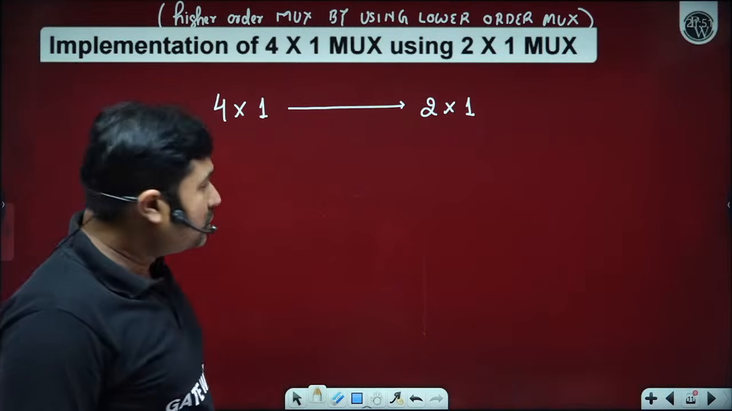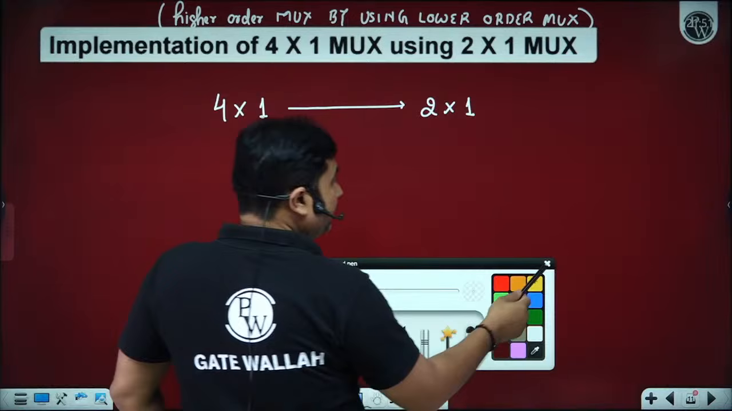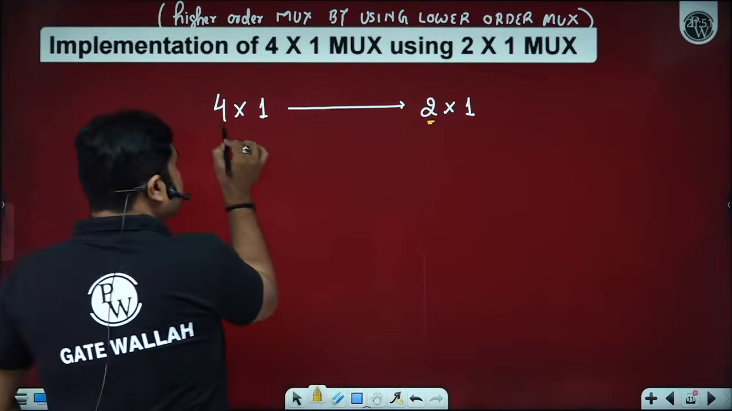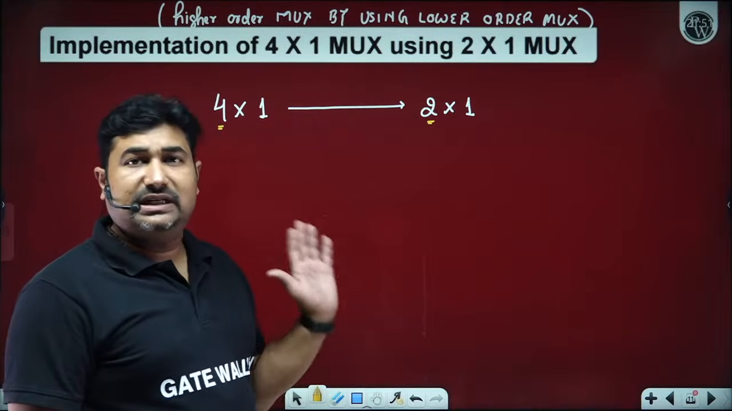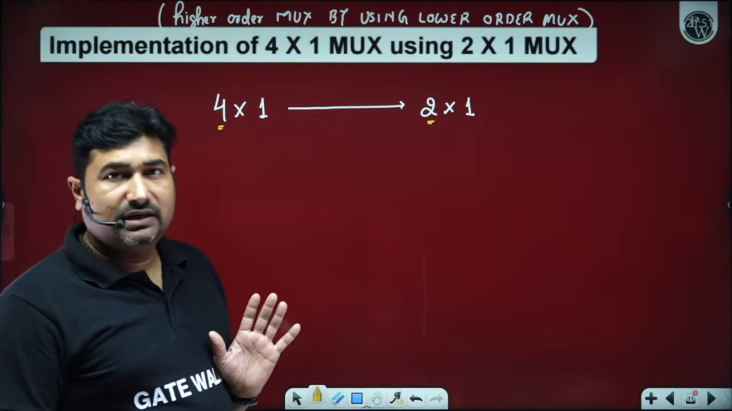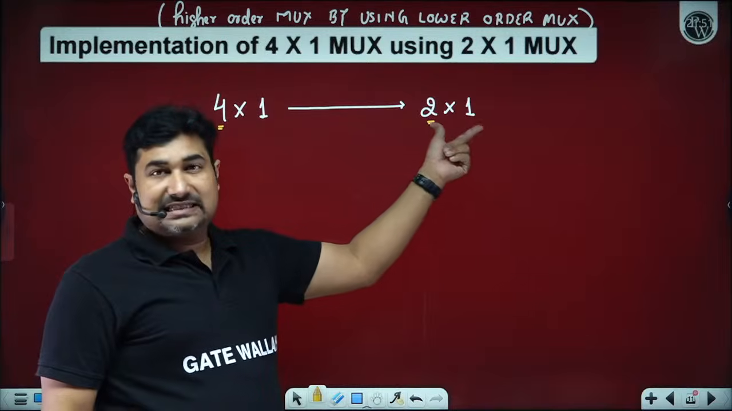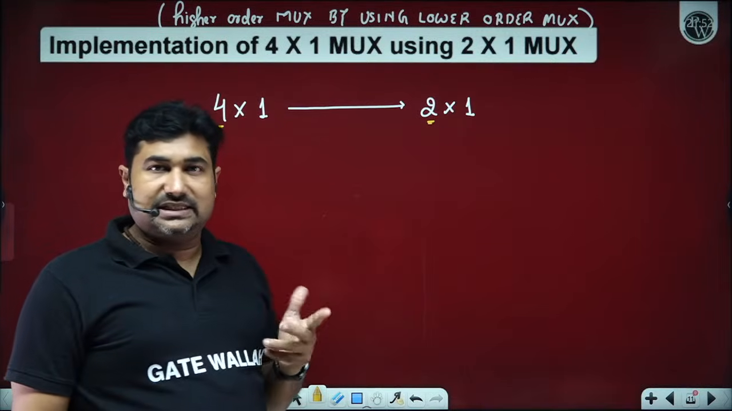Is it okay? So first of all, observe the highest number. The highest number here is 2 and the highest number here is 4. Definitely in case of multiplexer, you will get the highest number on the left side. Is it okay? Yes, sir. On the size described, always you will get it on the left side. Is it okay? Yes, sir.